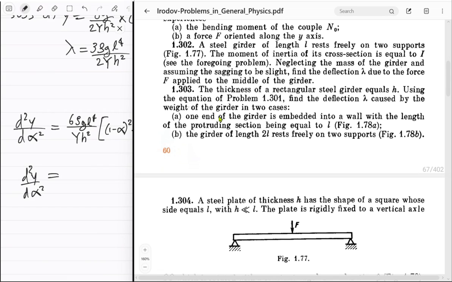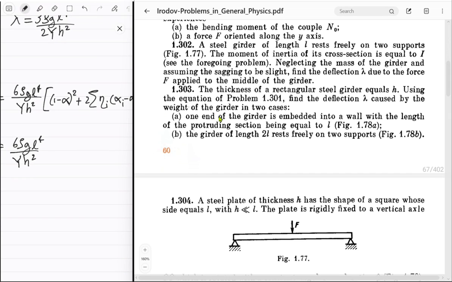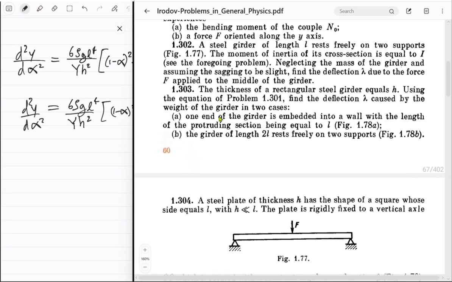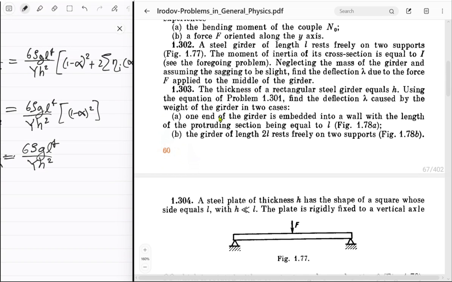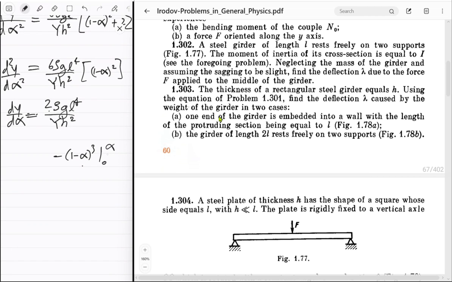So d squared y upon d alpha squared is just equal to this constant times 1 minus alpha squared, just that much, nothing else. Now we're going to integrate this thing. So you get dy upon d alpha equal to 6 rho g L power 4 upon Young's modulus h squared, and then integrate that thing. It's like negative (1 minus alpha) cubed upon 3. That cancels with this much, so I'm going to have 2 over there, and then it goes from 0 to alpha.